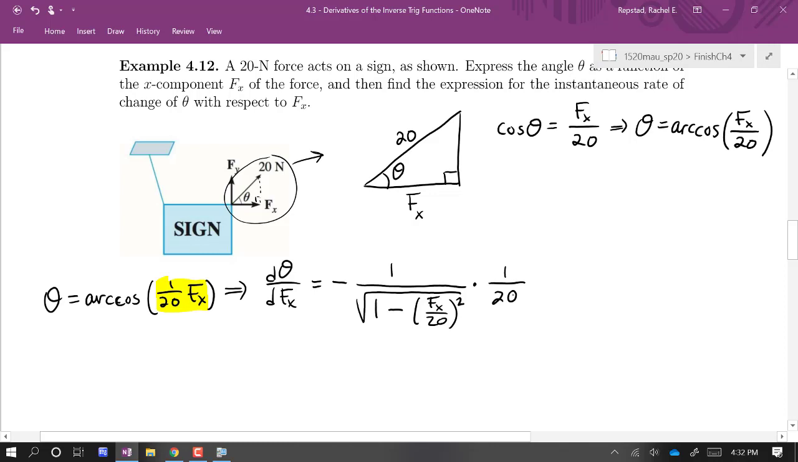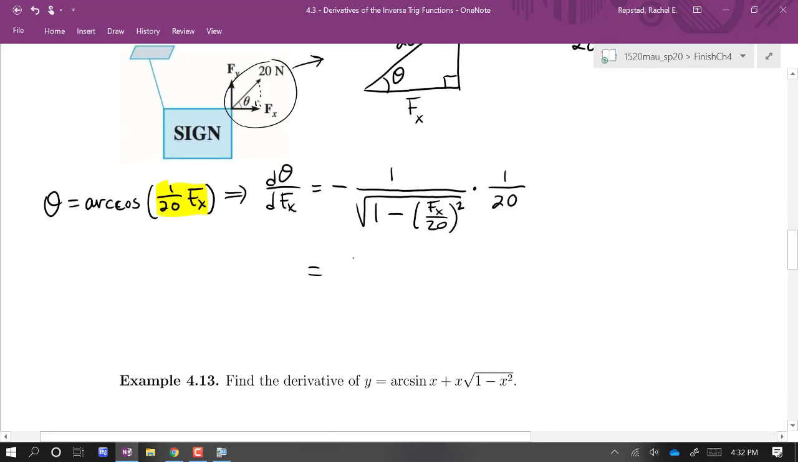Now this expression we have is the derivative, is d theta d f sub x, but it's not really simplified. I'm going to do some work to simplify this. So 20 times the square root of 1 minus, got f sub x squared over 20 squared inside. And now I'm going to do one more thing to simplify. I'm going to take this factor of 20 and I'm going to pull it inside the radical, which I can do as long as I square it.